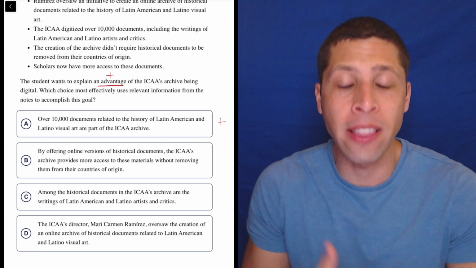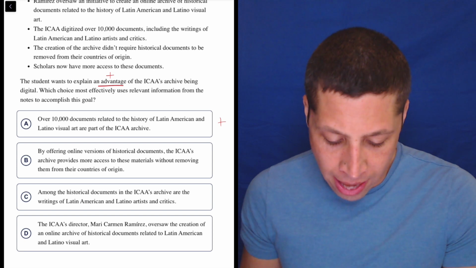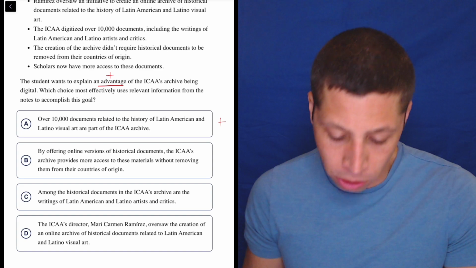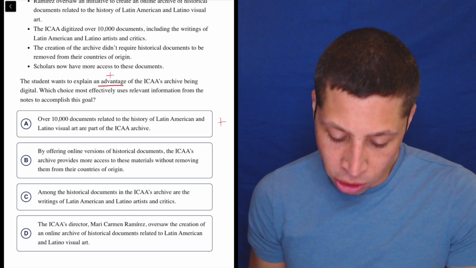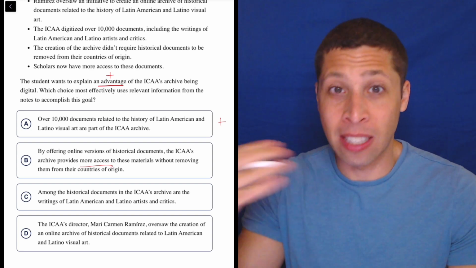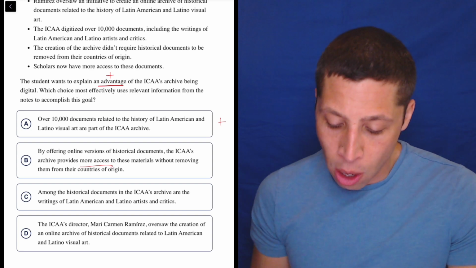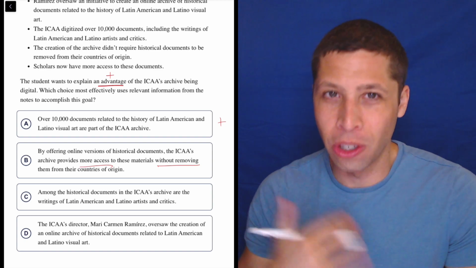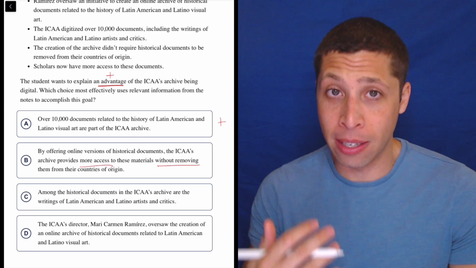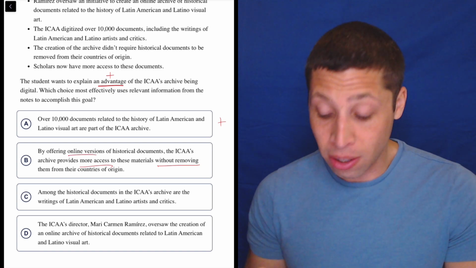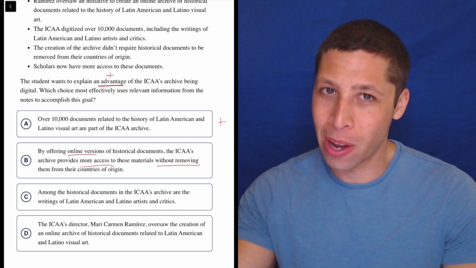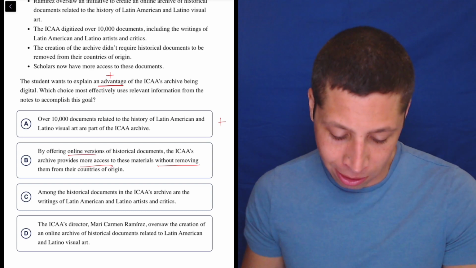B, by offering online versions of historical documents, the ICAA's archive provides more access to these materials without removing them from their countries of origin. Well, okay, what's the advantage? The advantage is you get more access. And kind of like, it's more as a negative, but it's still an advantage, right? You're getting more access without removing them from their countries of origin. So there's almost like two advantages there. So that seems pretty good. And they do talk about it being digitized, right? It's an online version. So this has got a lot more going for it. Notice it's easier to connect this choice back to the question than it was for choice A. But let's make sure. Let's look at C.